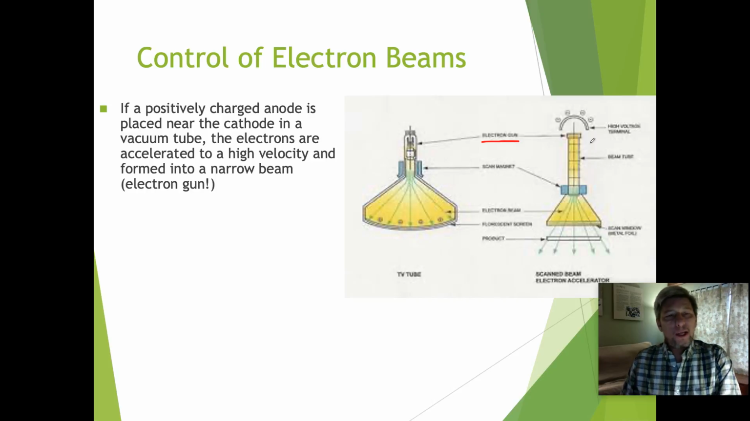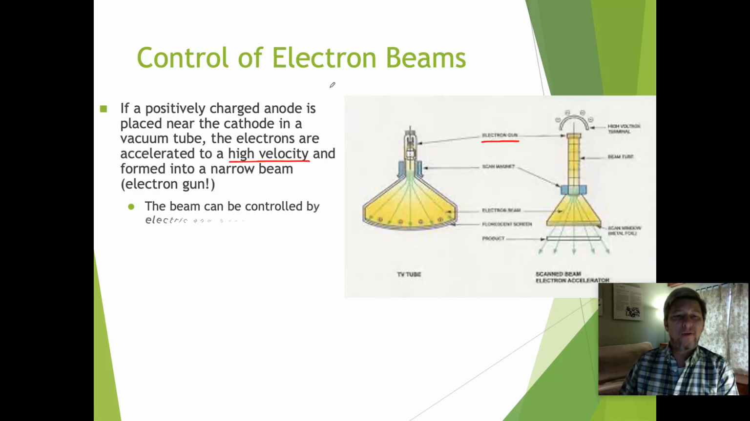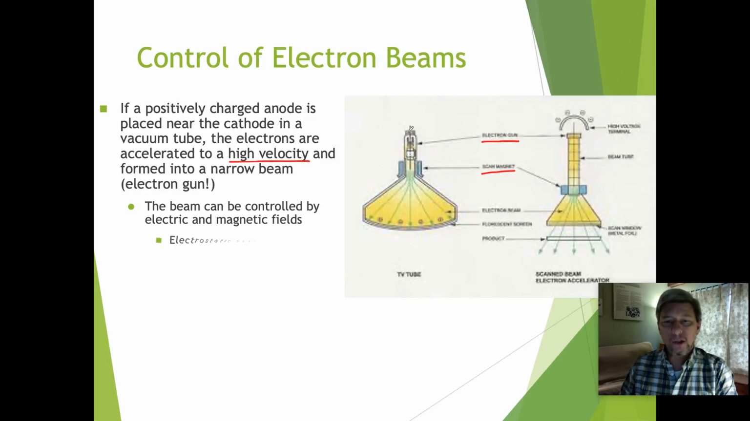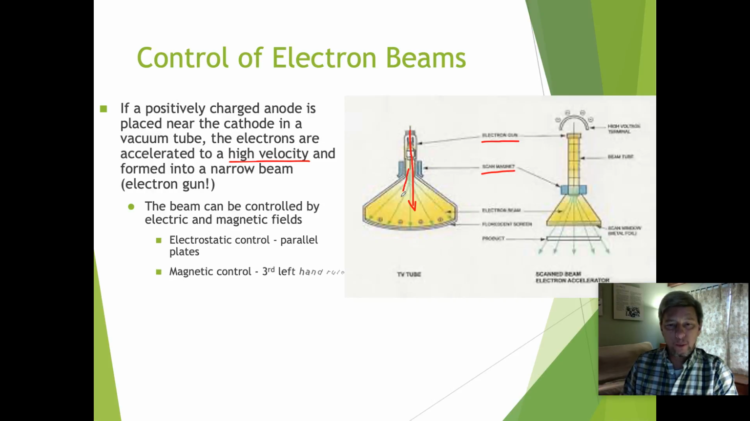And so if we heat the filament up and create a bunch of high velocity electrons, and we place a magnet, and that's what this is, a scanning magnet, we form what's called an electron gun. So the electrons are basically firing out of the cathode and into the vacuum tube. But by manipulating the voltage running through the parallel plates, we can then focus that beam of electrons so that we can send it this way or whatever.